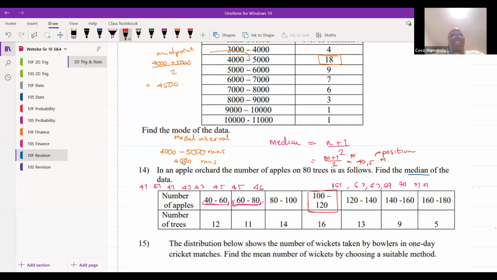It does get a little bit tricky. That's why I'm saying they hardly ask these kinds of questions in grade 10. Normally they just give you a range of numbers and they say find the median, which is better.